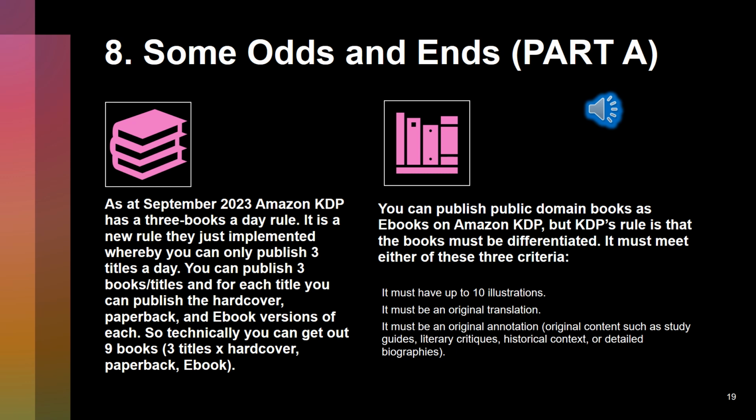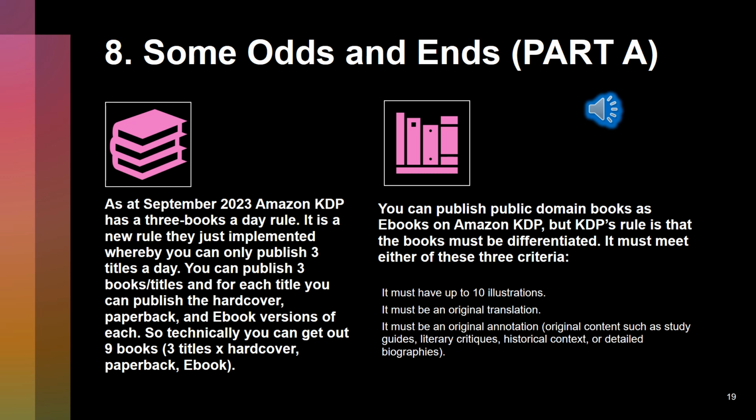All right. Let's move on to the issue of creating ebooks. So you can publish public domain books as ebooks on Amazon KDP, but KDP has a rule that the books must be differentiated in some form. It must be differentiated in either of these three ways. Number one, it must have up to 10 illustrations. Number two, it must be an original translation. That is a translation you created. Or it must be an original annotation, which means it must have original content such as study guides, literary critiques, historical content, or detailed biographies.